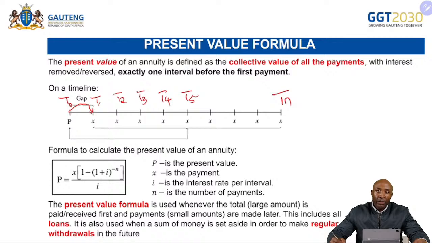it is not always a loan taken from a bank. Someone can take a lump sum of money, invest it, and as they get payments from that lump sum investment, it's considered as a present value annuity because they are getting payments on a regular basis based on what was invested as a lump sum.